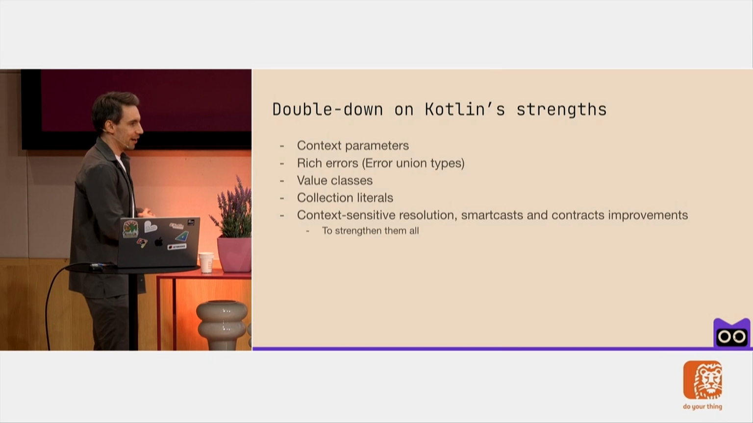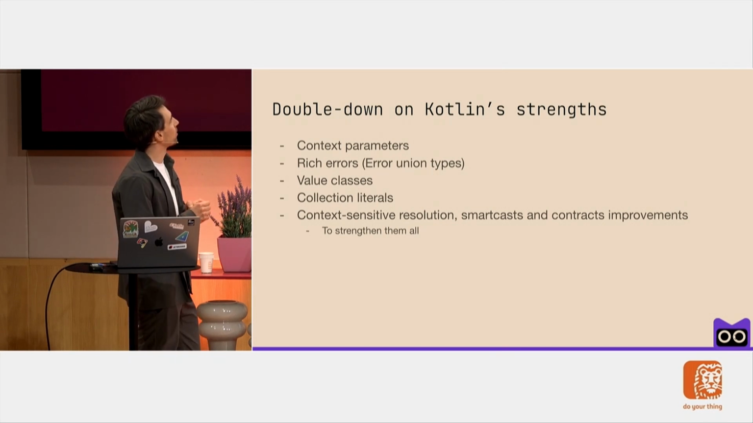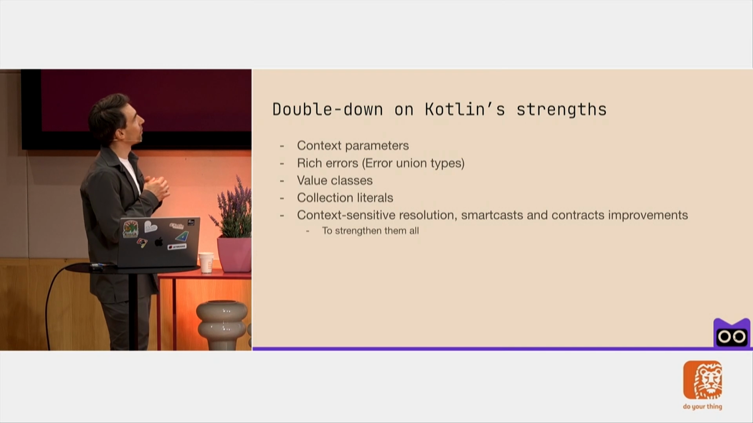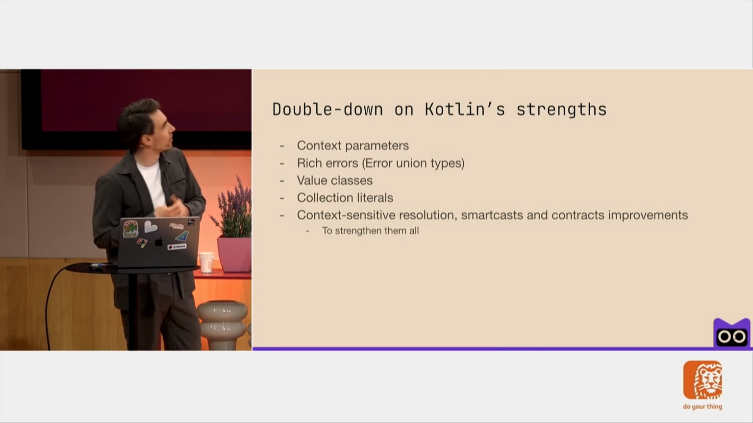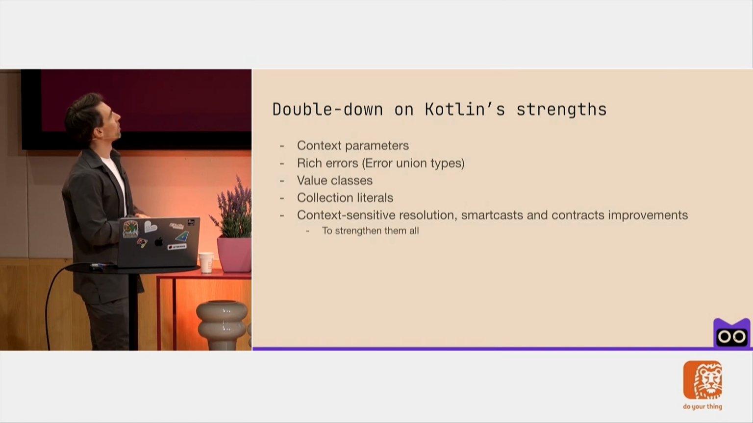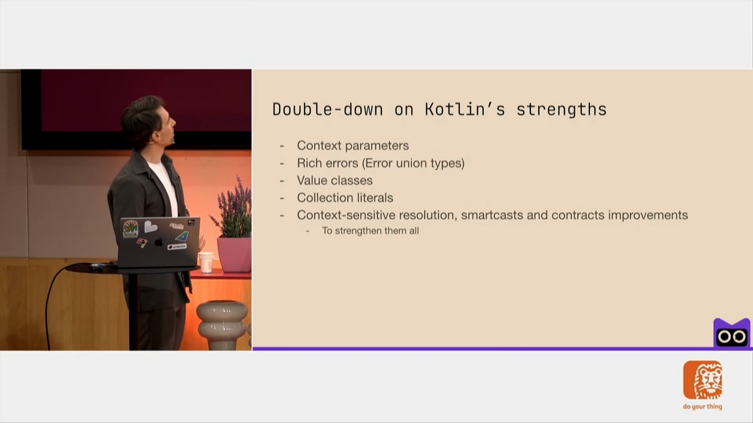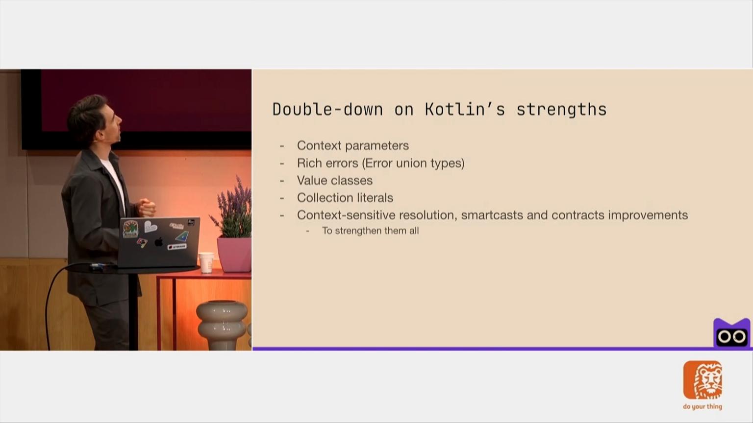And of course, our third bucket, which is about larger features or larger changes to the language, is about doubling down on Kotlin strings. And here we have a few things. It's about, again, context parameters, which we've already talked about. It's about rich errors or error union types, value classes, collection literals, and other stuff.